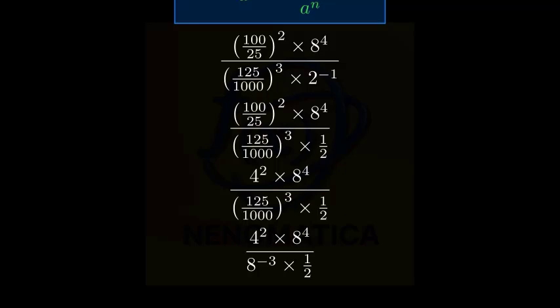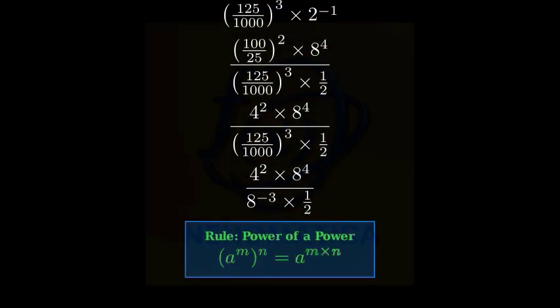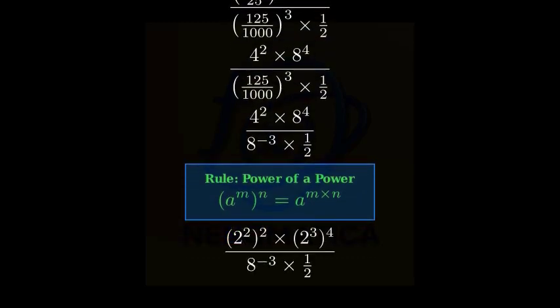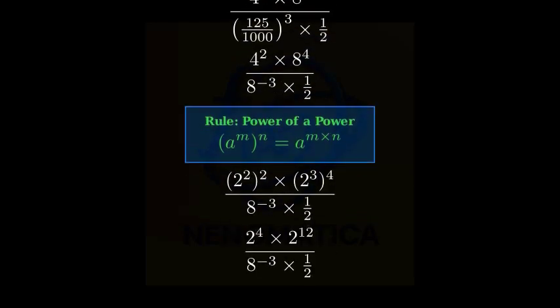Raising this to the third power gives us 1 over 8 cubed. Let's rewrite the terms using powers of 2. We know that 4 equals 2 squared and 8 equals 2 cubed. So 4 squared becomes 2 to the fourth power, and 8 to the fourth power becomes 2 to the 12th power. Using the power of a power rule, we calculate 2 squared, squared as 2 to the fourth power. And 2 cubed to the fourth power becomes 2 to the 12th power.